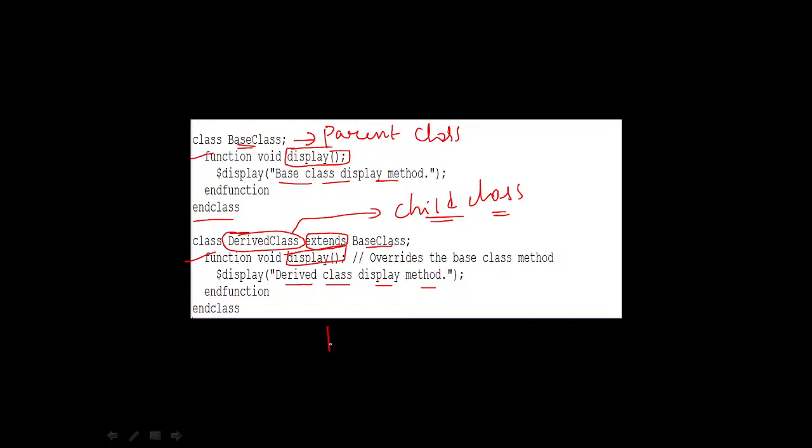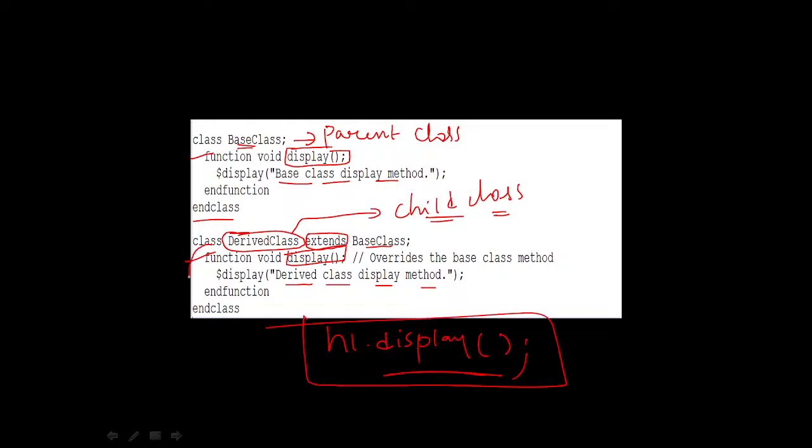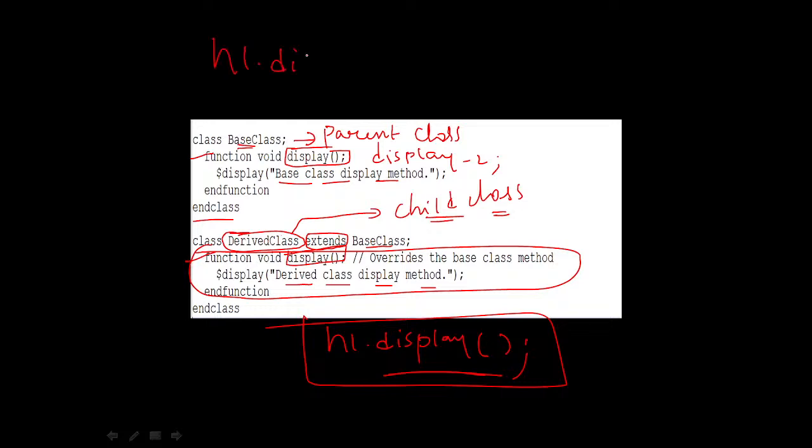If you write h1 dot display, the compiler will consider only the child class method. This is called overriding. If the method names are different, let's say here we have display_2, and if we write h1 dot display, the method present in the derived class will be printed, and if we write h1 dot display_2, then the method present in the base class will be called.